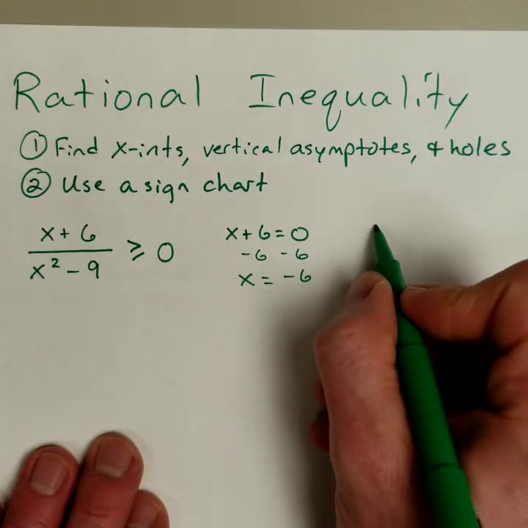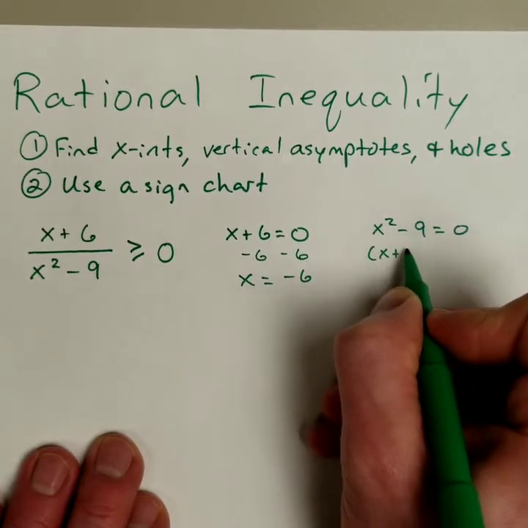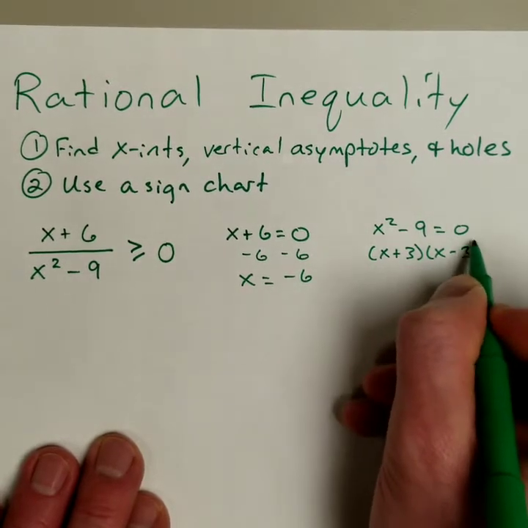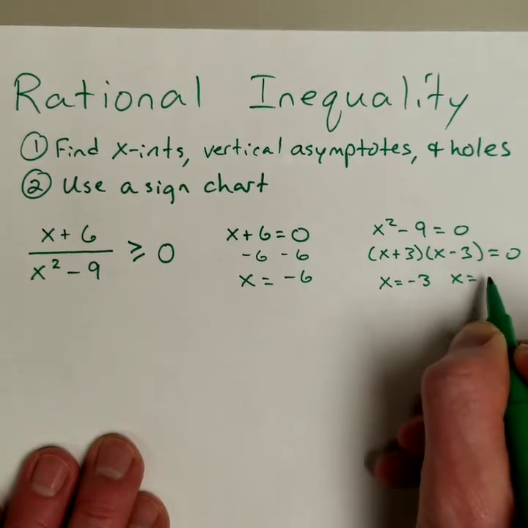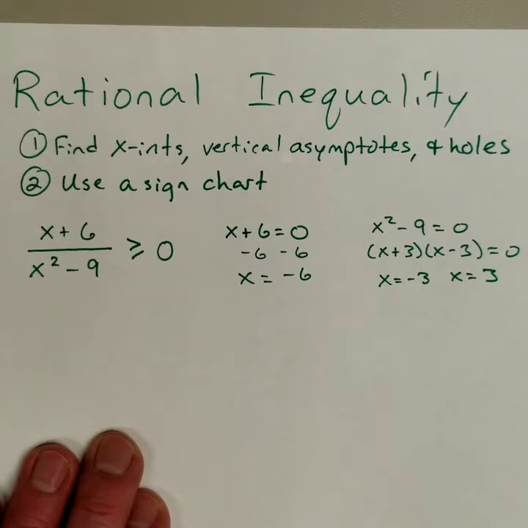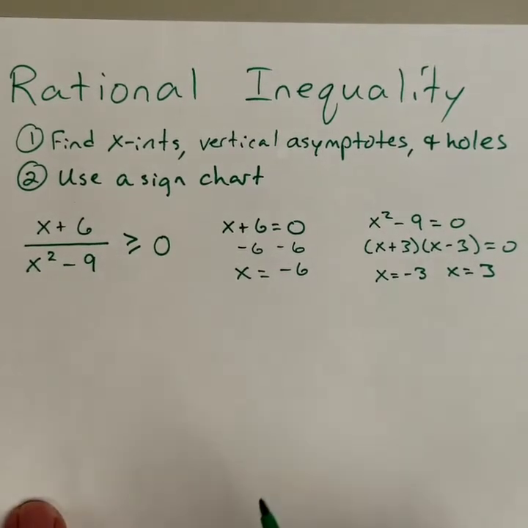If I take x squared minus 9, set it equal to 0, factor, and solve, I get positive 3 and negative 3. Okay, so these are the zeros of the numerator and denominator.